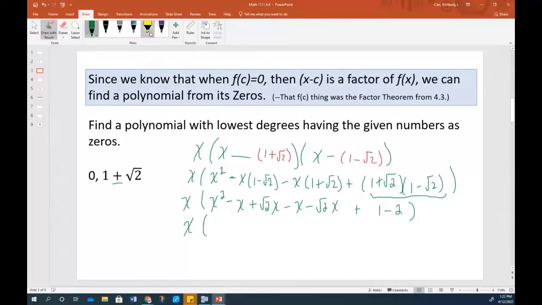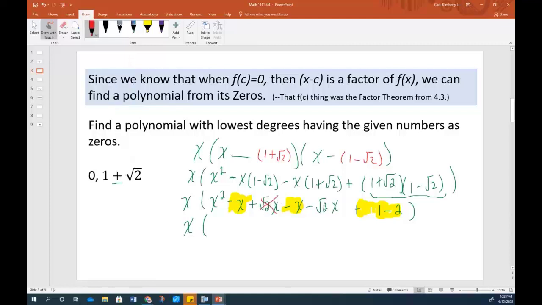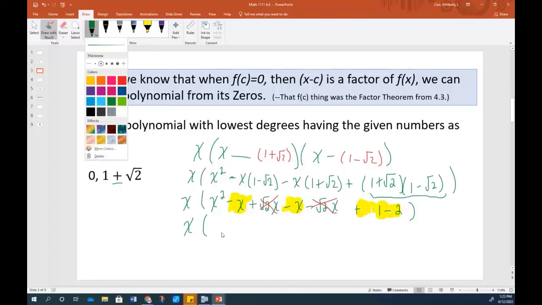But yay, now it's actually going to get better because this negative x and this negative x are like terms. So I'm going to combine those. And this 1 and this 2 are like terms. On the other hand, this positive root 2x and the negative root 2x cancel out. So I don't have to deal with those any longer.